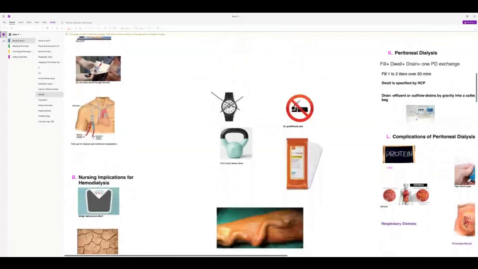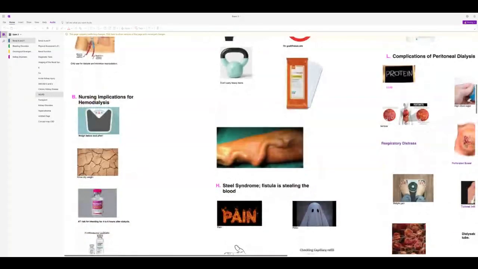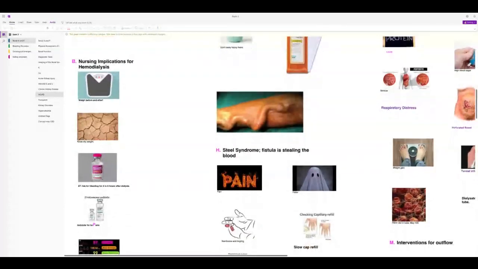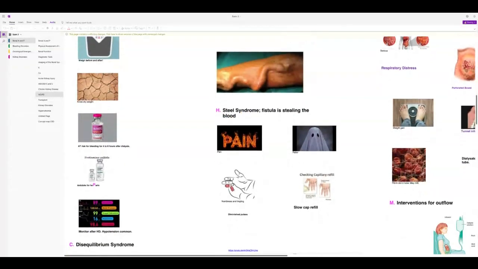And then here's a gnarly looking one. They can get quite big after a while. And sometimes you can have a patient that has like 3 or 4 that failed, and so they've had other ones put in. Steal syndrome, you would watch for this. So it means the fistula is stealing blood. So you would have like cool hands and numbness and tingling, and it would be very pale, and they would complain of pain and have slow cap refill.